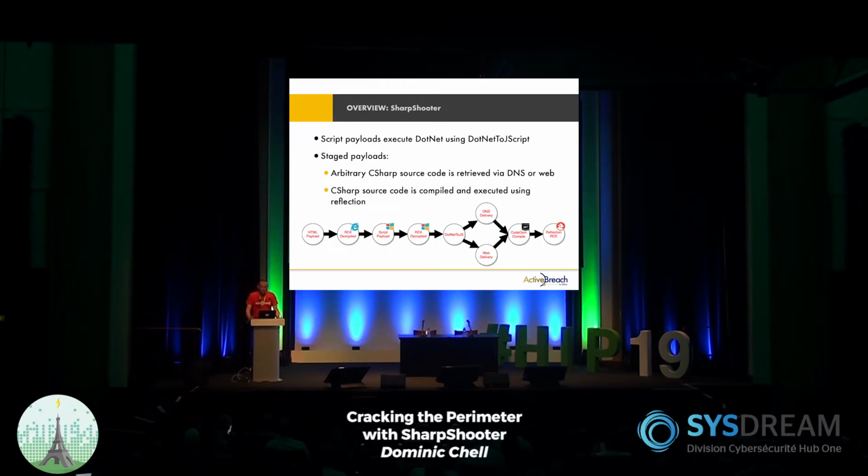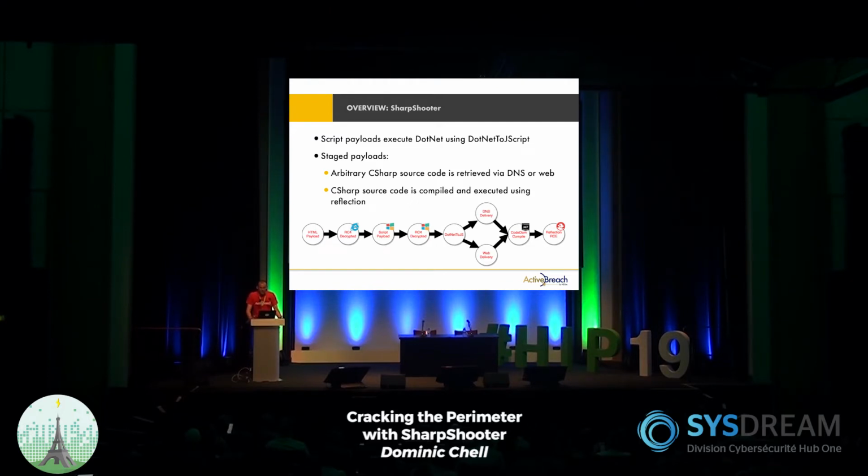So what SharpShooter does is it takes the DotNetToJScript loader and the SharpShooter serialized object. It then encrypts it with a random key using RC4, Base64 encodes it and embeds it inside whatever scripting format that you've chosen. It then has a small harness which will decode and decrypt the payload and execute it.